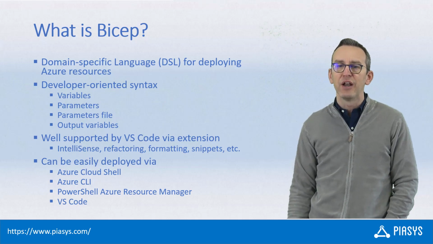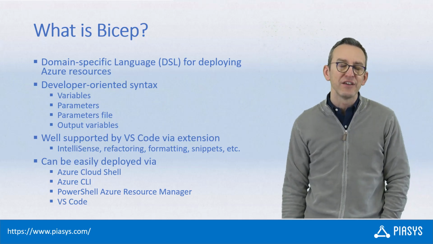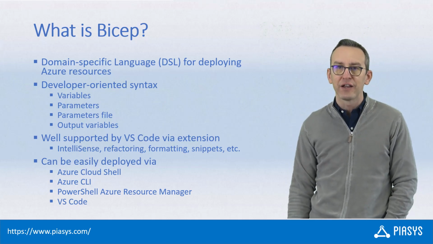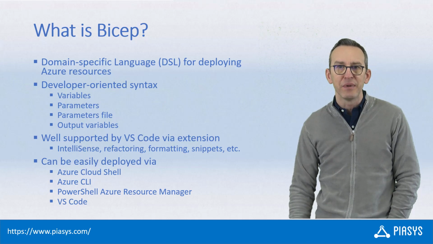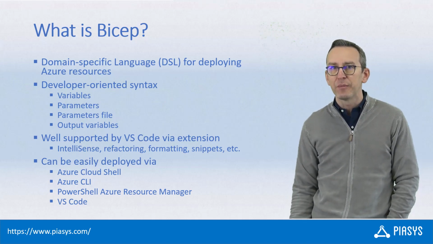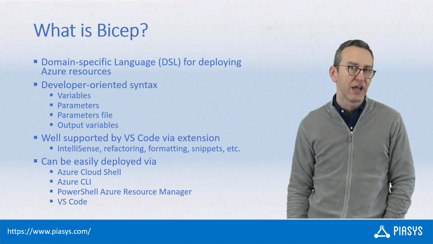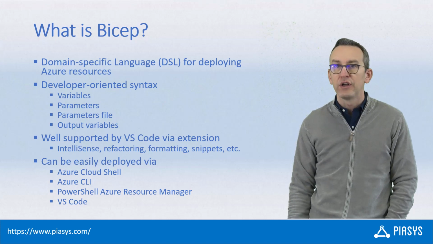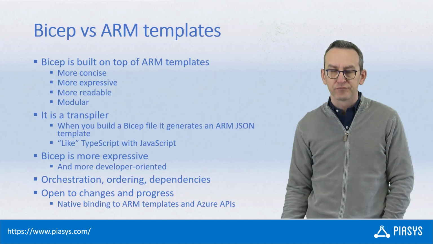It is really developer-oriented with an extension for Visual Studio Code which allows you to have intelligence, refactoring, renaming, snippets and stuff like that. When you use it, you can deploy a Bicep file either using the Azure Cloud Shell or the Azure CLI on your machine or Azure PowerShell or even Visual Studio Code if you like.